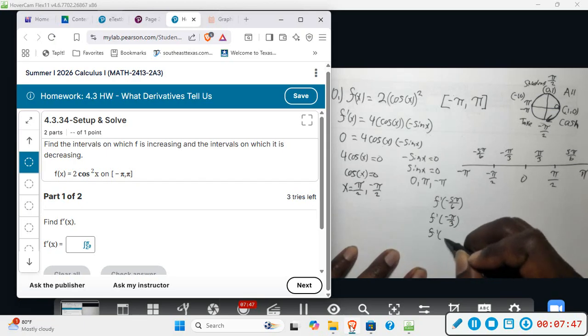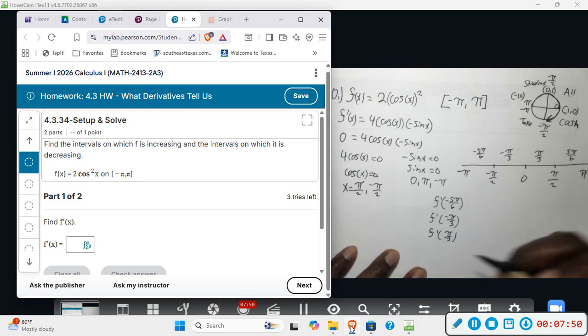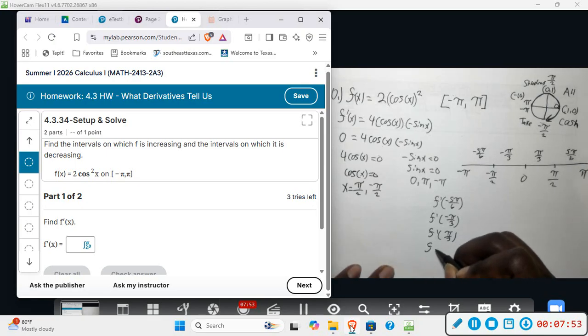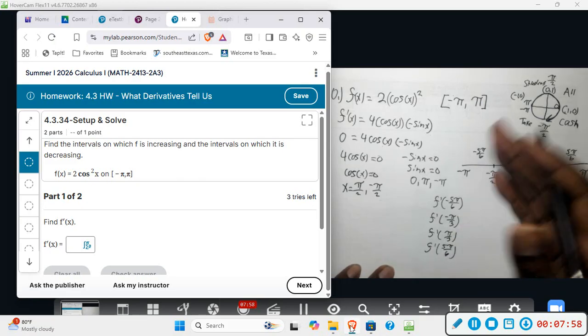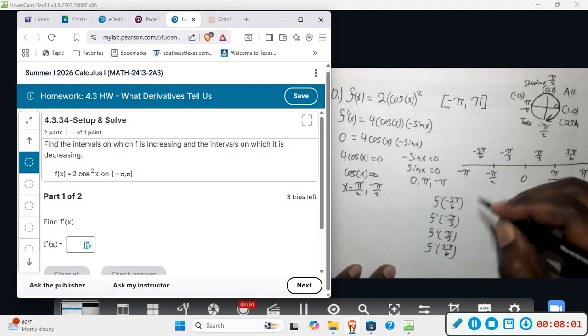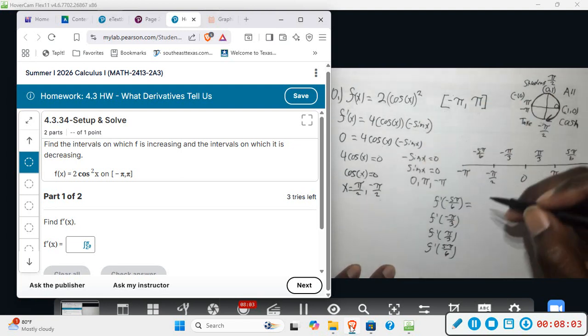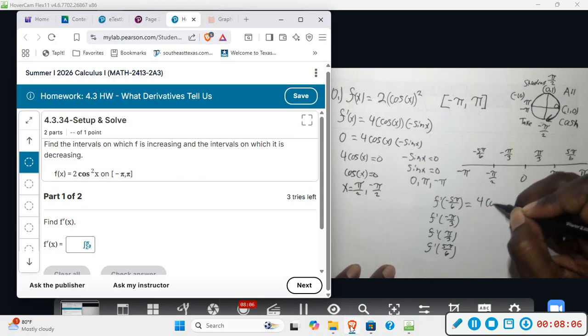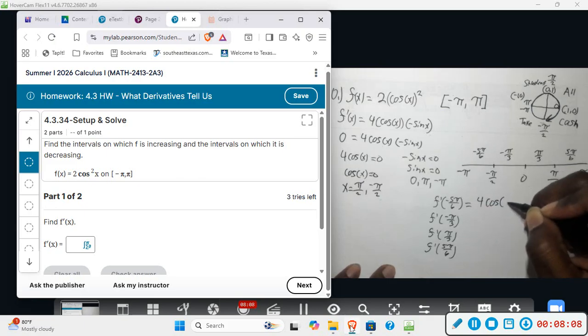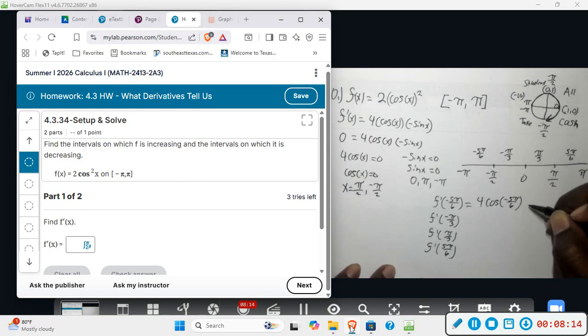F prime pi over 3. And we'll use a calculator to verify once we're done. F prime 5 pi over 6. So I'm just writing it down notation wise. What I would do, I'll plug it in one of them just so you can see it full blown. That would be 4 cosine of negative 5 pi over 6, and then times the negative sine of negative 5 pi over 6. So this is what we'll be doing.